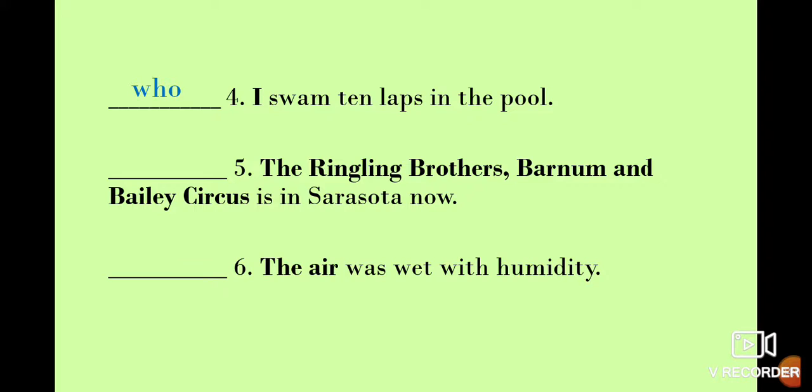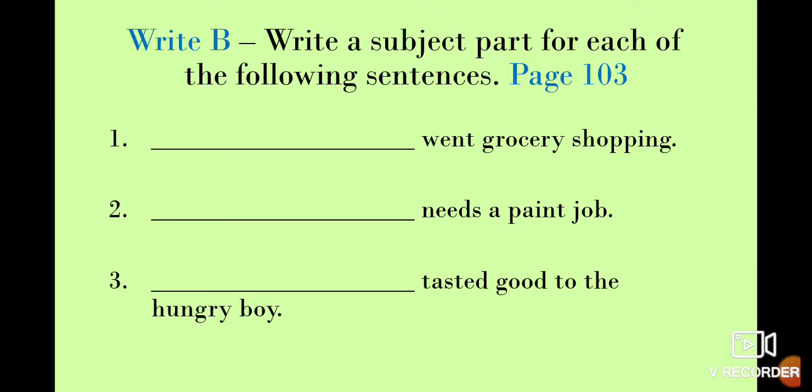Then we have: the Ringling Brothers, Barnum and Bailey Circus is in Sarasota now. In this case, we talk about a specific thing, a circus. So this one is what. What is in Sarasota now? The circus. Number 6: the air was wet with humidity. We talk about a thing. In this case, the correct question is what. What was wet with humidity? The air, yes? Okay.